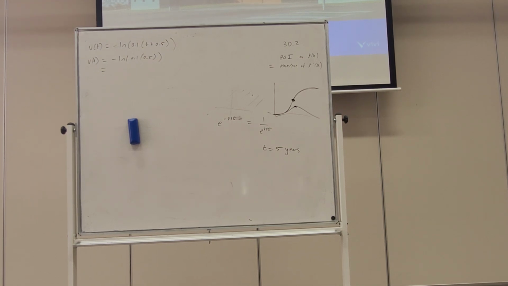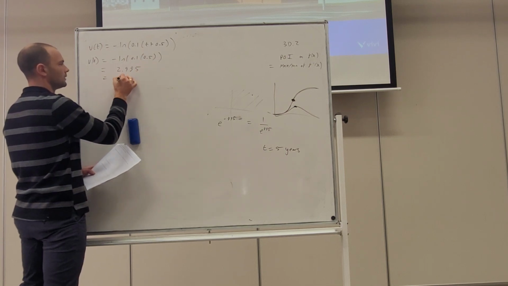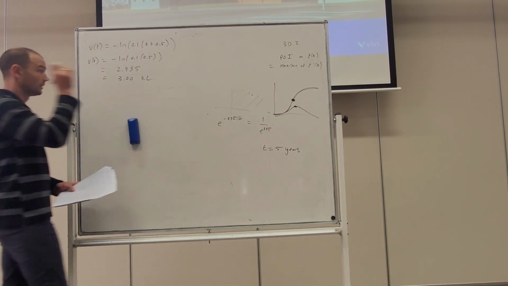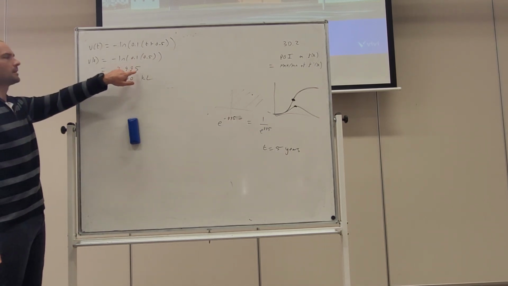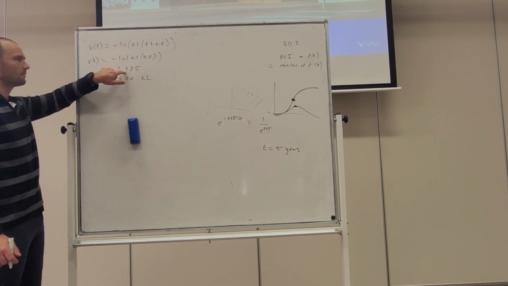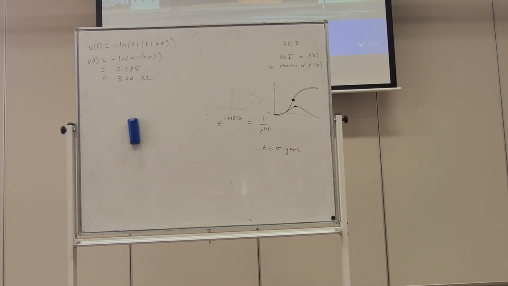Just type this in, minus ln of 0.1 times 0.5, 2.995. Okay, so if we're going to 3 significant figures, right? 2.995 is the first 4 figures. The 5 rounds up, which means the 9 rounds up, which means the other 9 rounds up, which means we get 3 kiloliters. So 3.00 kiloliters is the 3 significant figures there.